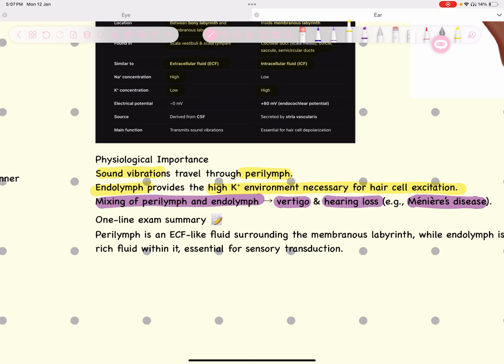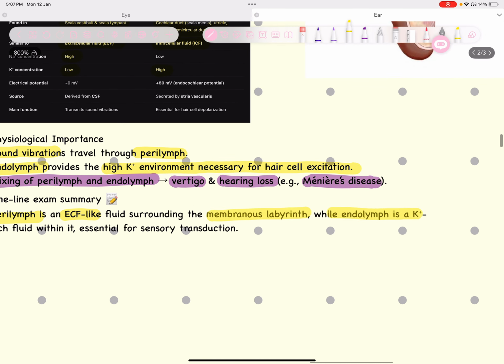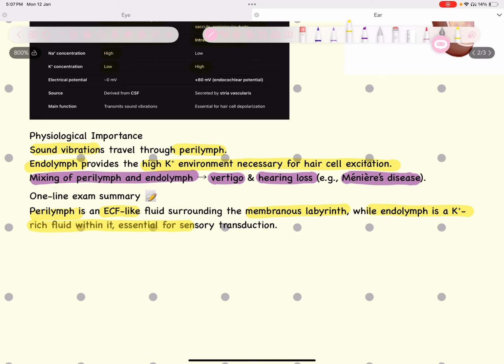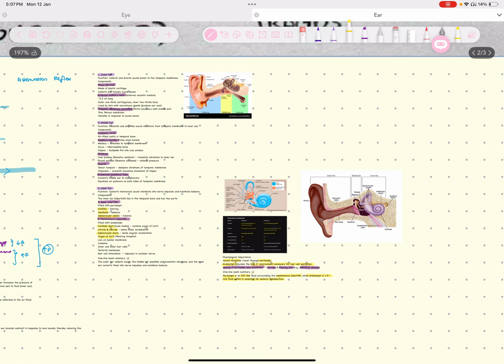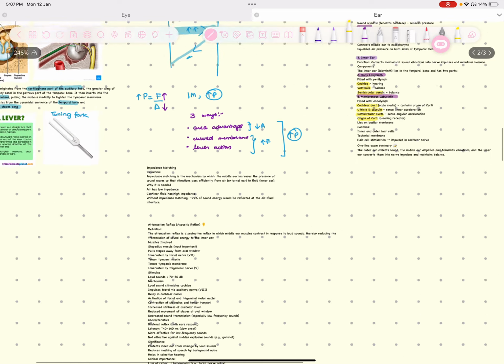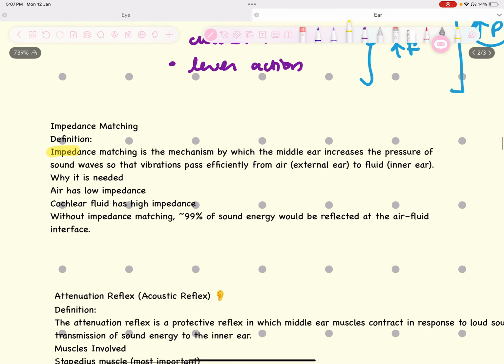Okay, let's summarize. Perilymph is an ECF-like fluid surrounding the membranous labyrinth, while endolymph is a potassium-rich fluid which is necessary for sensory transduction. I hope this entire thing is clear. So this was the physiological anatomy of the outer, middle, and inner ear. Now moving back to impedance matching. You can recall the videos, but you can re-watch the videos if you want to.